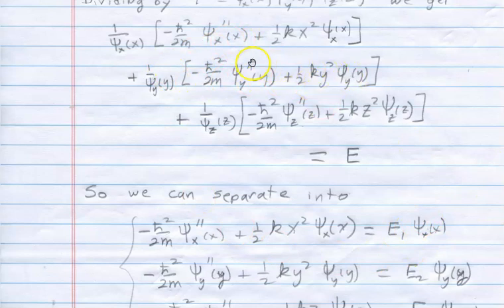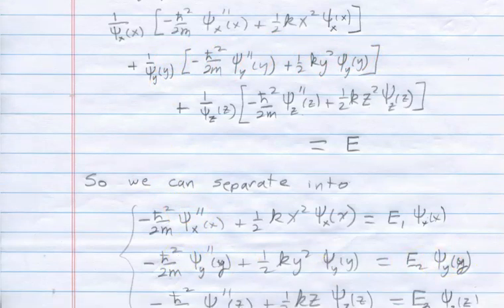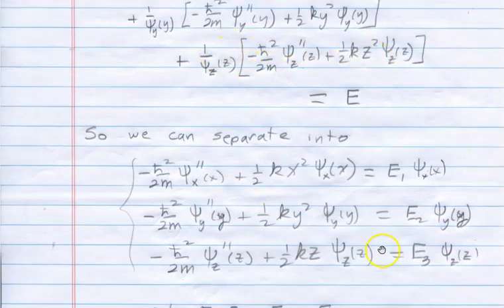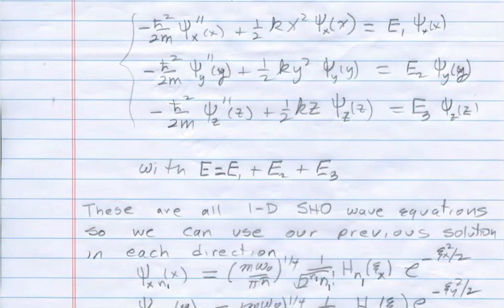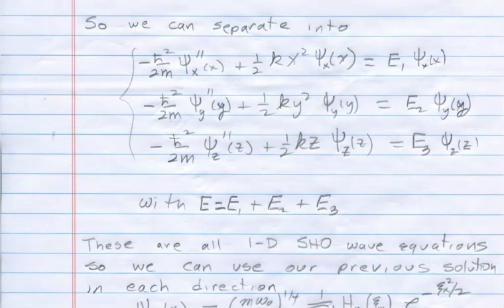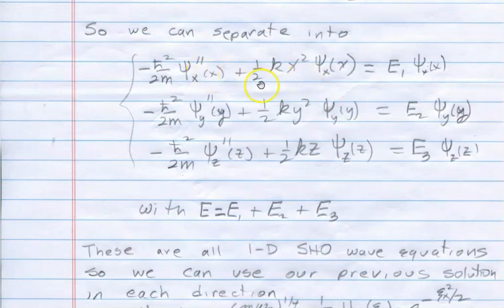This one must be a constant, which I called E2. And so that gives me this second equation. And then finally this third term, E3, which gives me this third equation. And then, of course, E has to be the sum of E1 plus E2 plus E3. So you get three equations. And you'll notice each one of these is just a harmonic oscillator equation in one dimension.